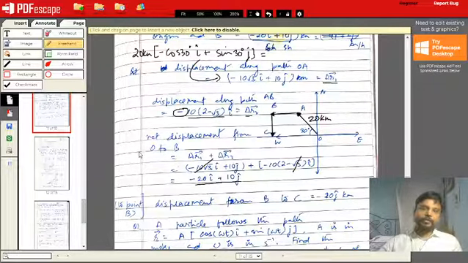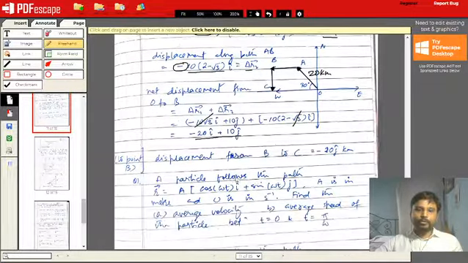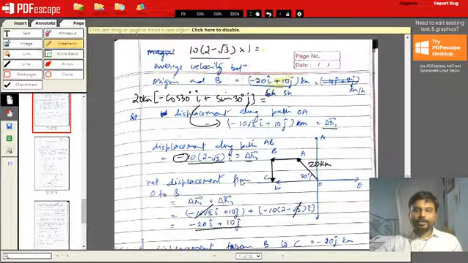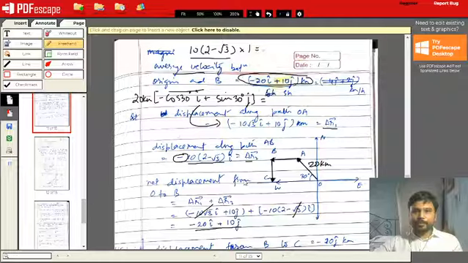The average velocity of the particle from O to B would be the displacement divided by time. The time taken is 3 hours. So that is what is done here. The displacement of the particle is minus 20 i plus 10 j, and it is divided by the time taken by the particle, that is 3 hours. So that is the average velocity between points O and B.